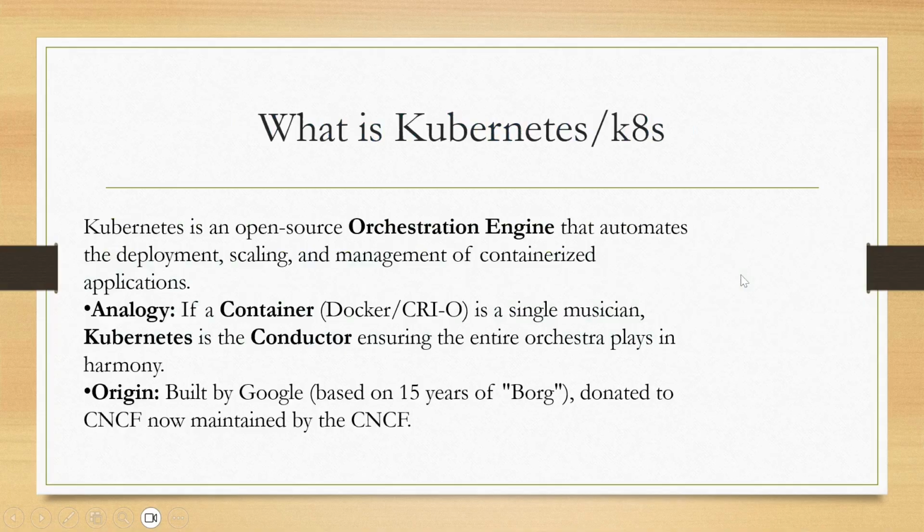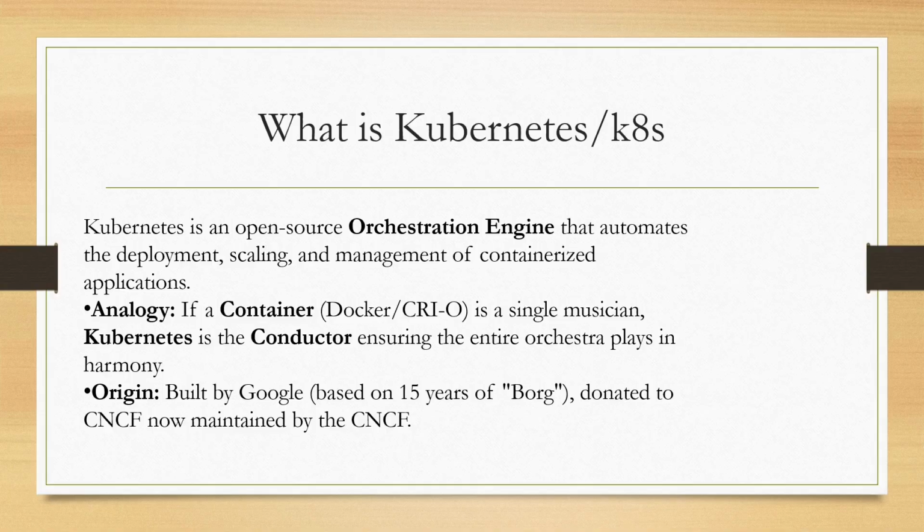So here, let's begin with Kubernetes. What is Kubernetes? As I told you, it's an open source orchestration engine or platform that automates the deployment, scaling, and management of containerized applications. If you think of a container, which may be based on Docker, CRI-O, or containerd, as a single musician, then Kubernetes is the conductor, ensuring the entire orchestra plays in harmony.